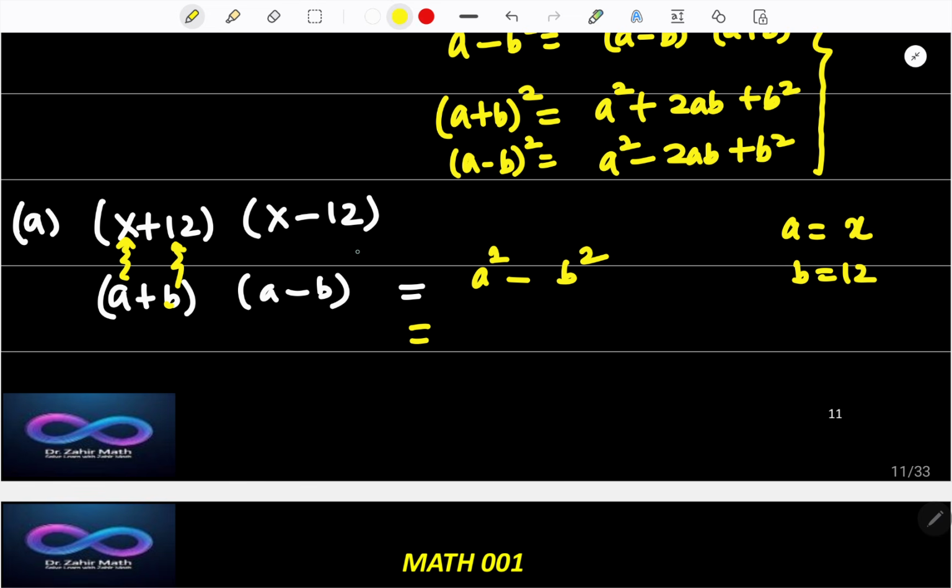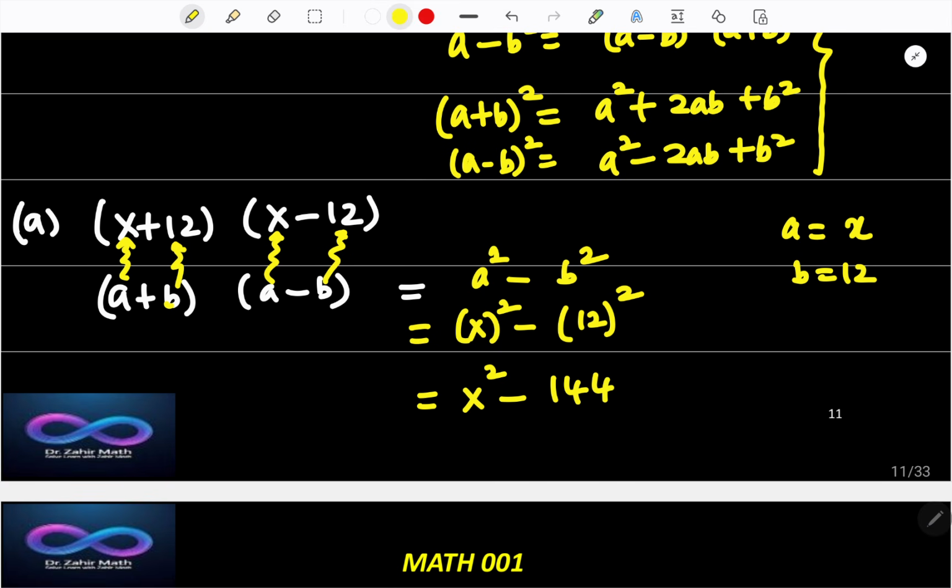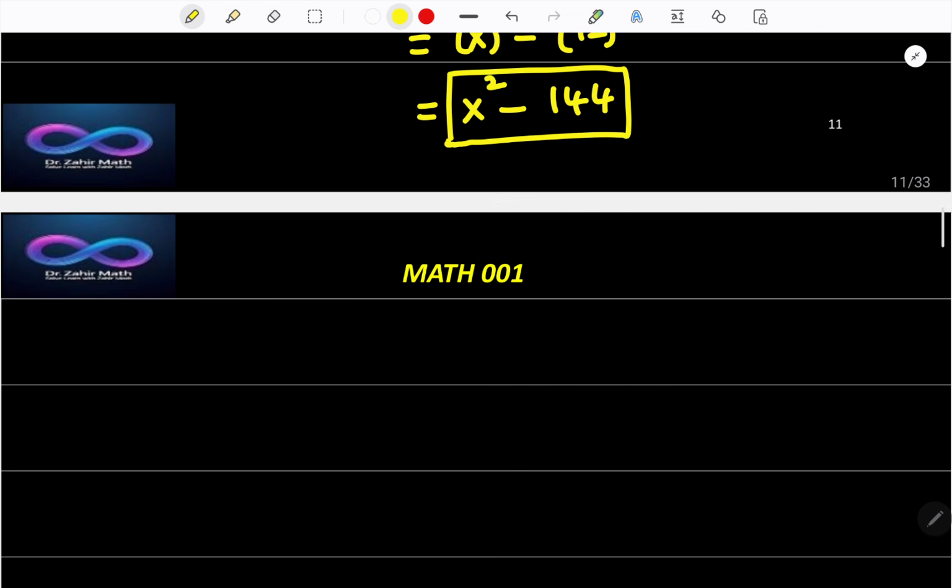Teacher, you did not take this side. Same, you see here, a is x and b is 12. So a is x to the power of 2 minus b is 12 to the power of 2, which is equal to x square minus 12 square. You put it in the calculator, you will get 144. Clear, everybody? Let's go to the B question.